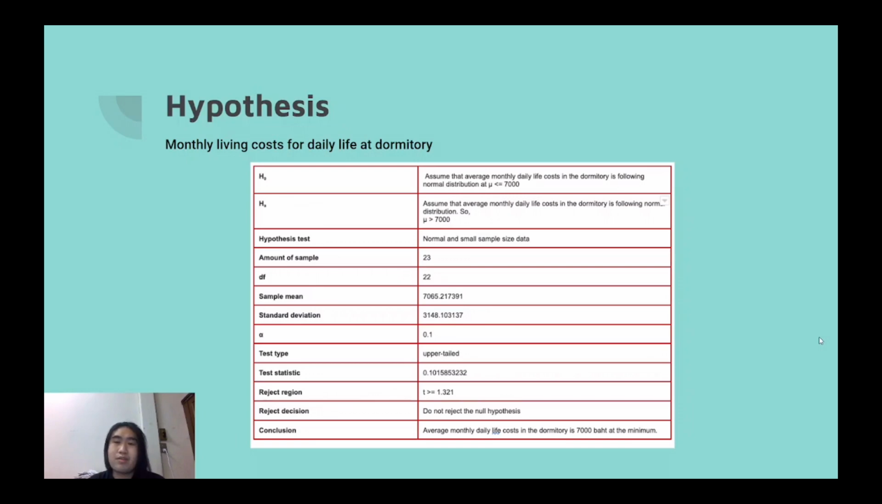From the calculation, we know that the test statistic is 0.399, which is lower than 1.321. So we do not reject the null hypothesis, which means the average monthly living cost for daily life at the dormitory is 7,000 baht at the minimum.